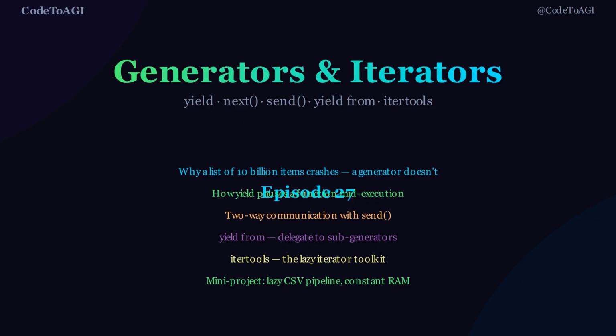yield from, delegating entirely to a sub-generator in one line, and the itertools module, a toolkit of lazy combinators that handle islice, chain, cycle, accumulate, and takewhile without reinventing them. We will finish by building a lazy CSV pipeline that processes any file size with constant RAM.